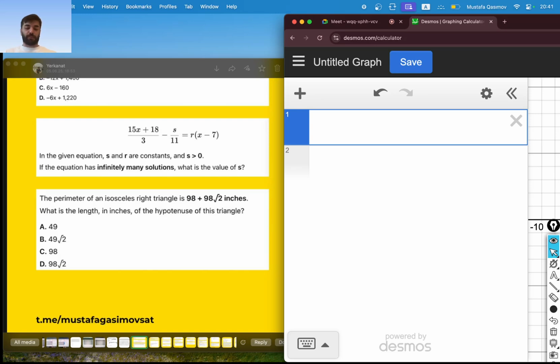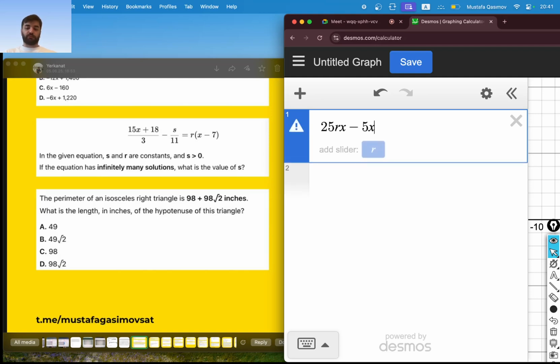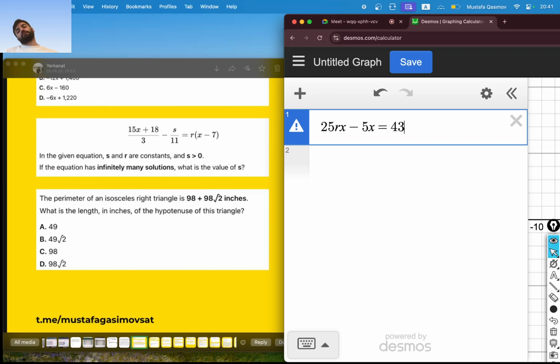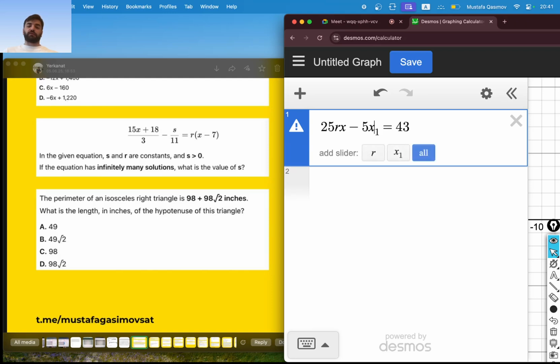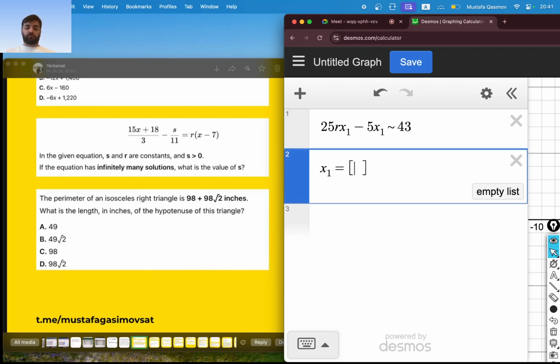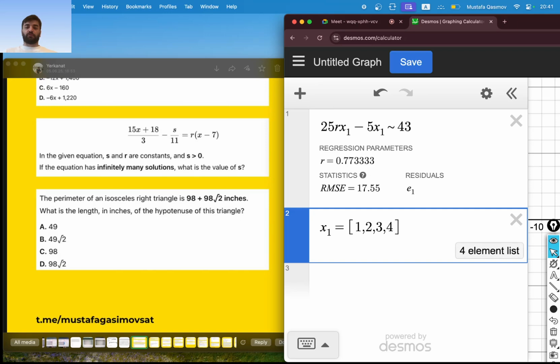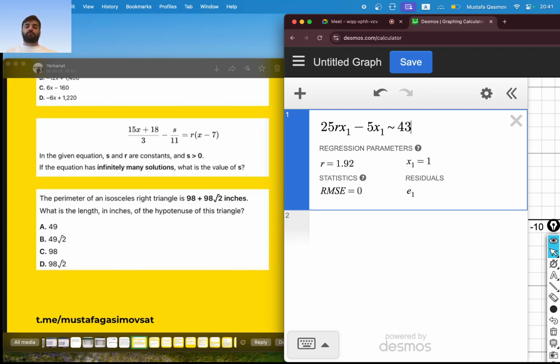for example, 25 rx minus 5x is equal to 43. Let's say that we don't have no solution. What's the value of r? So let's use same method here. So you can see that we cannot use this method because r changing all the time. So generally for no solution it can work and it cannot work. But for infinite number of solution it works all the time. Is it clear? Yes, thank you.